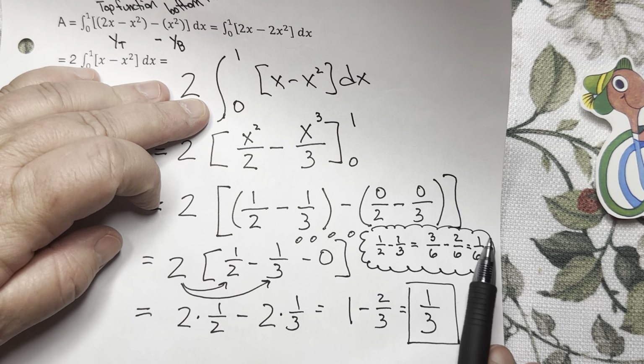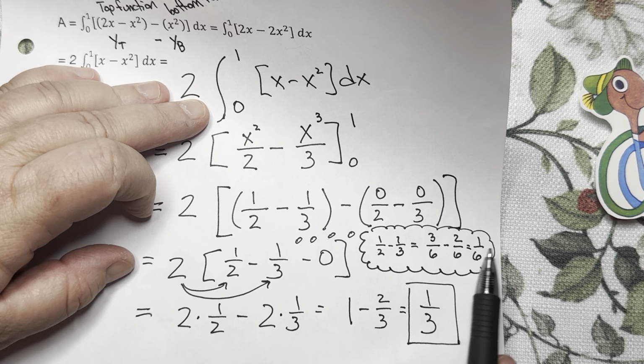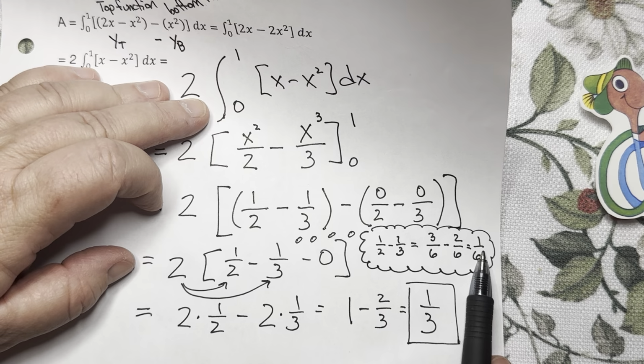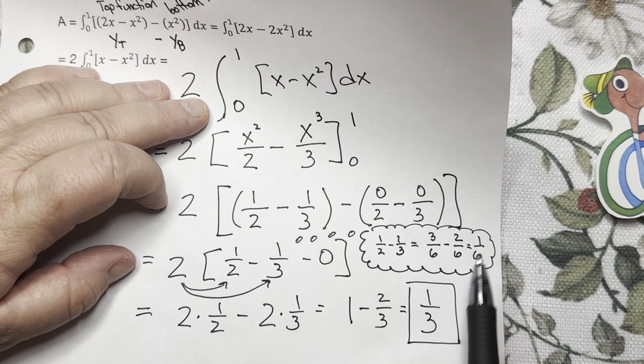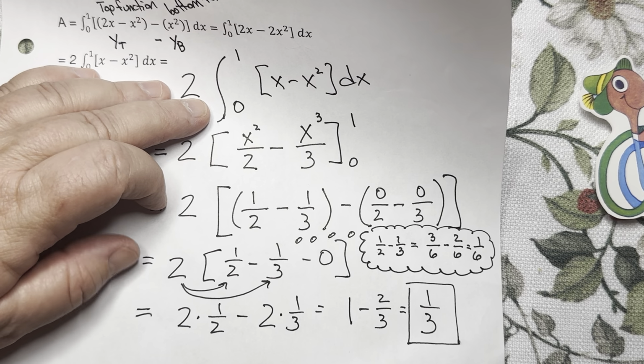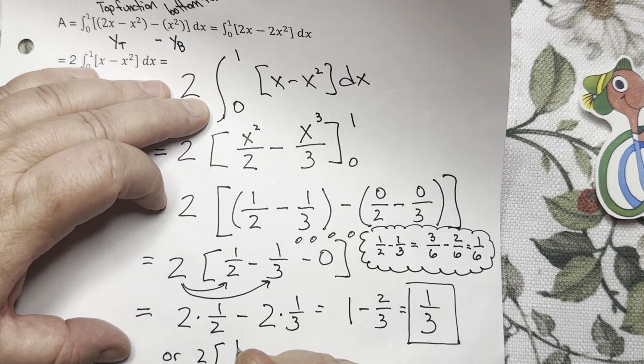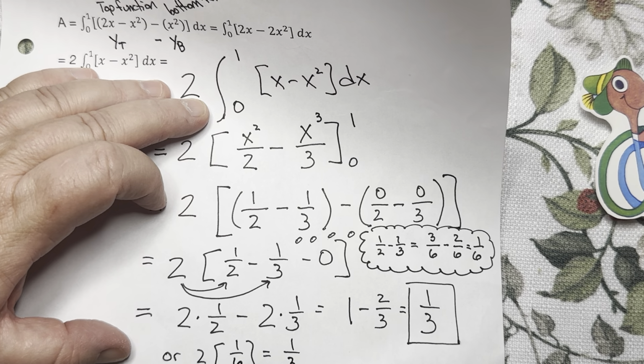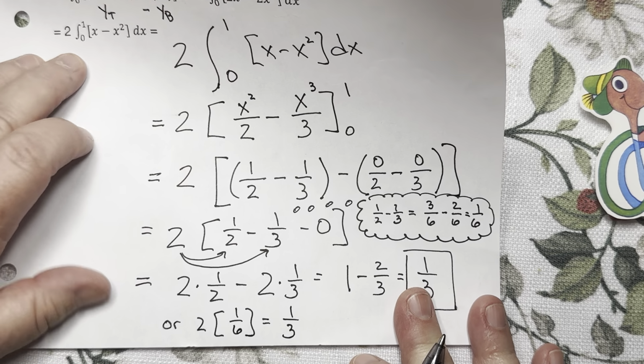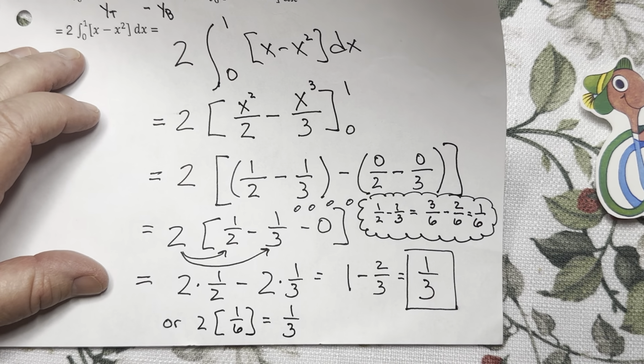So if this is 1/6, what's 2 times 1/6? If you think about it, the 2 and the 6 cancel and you get 1/3. So you can do it either way. It's up to you how you do the problem, but that's it.